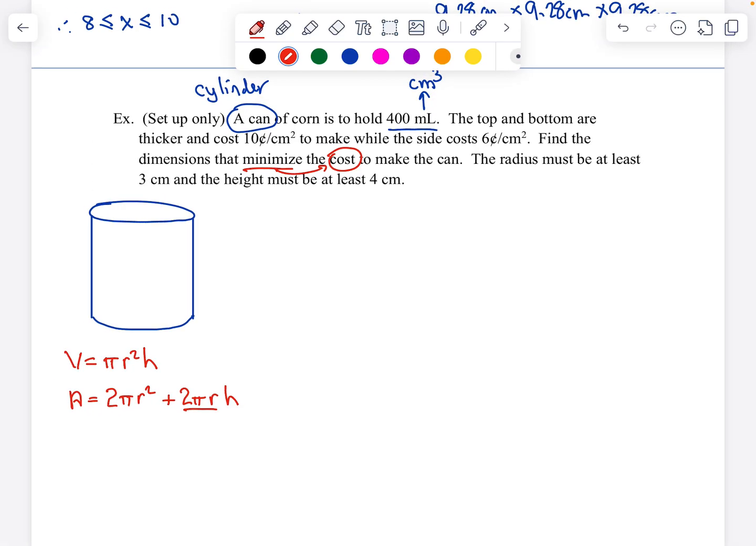So as we set this up, we realize that this is based on 2 dimensions. We have the height and we have the radius. So that's where we'll start then our solution. I'll say let r represent the radius and let h represent the height.